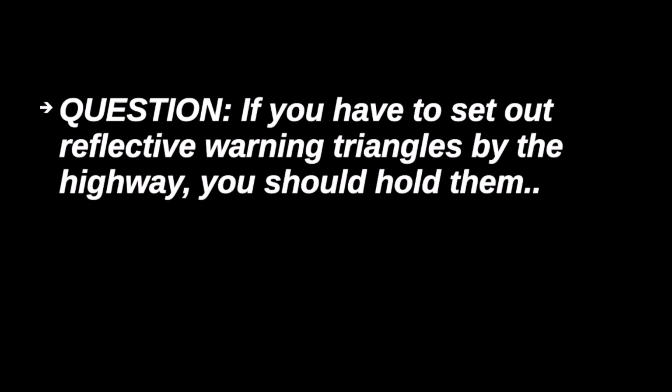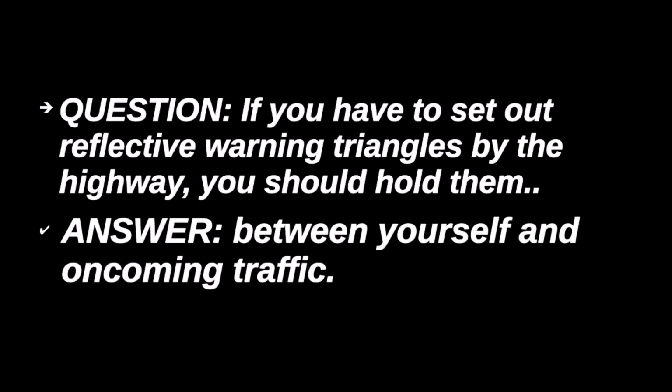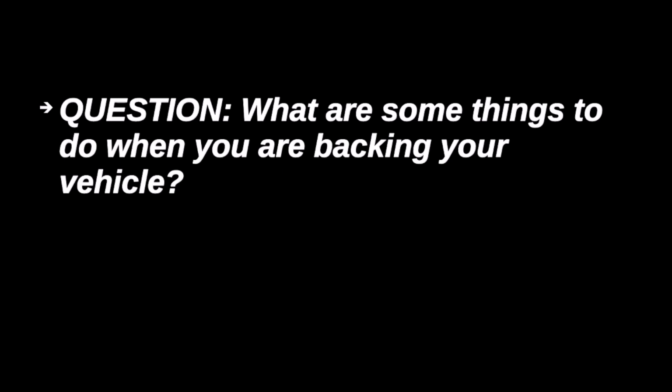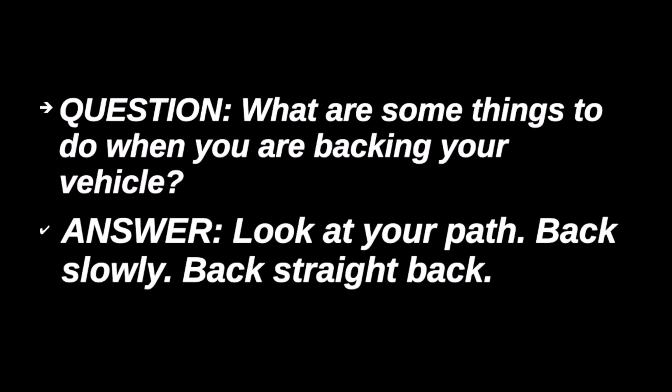If you have to set out reflective warning triangles by the highway, you should hold them between yourself and oncoming traffic. What are some things to do when you are backing your vehicle? Look at your path. Back slowly. Back straight back.